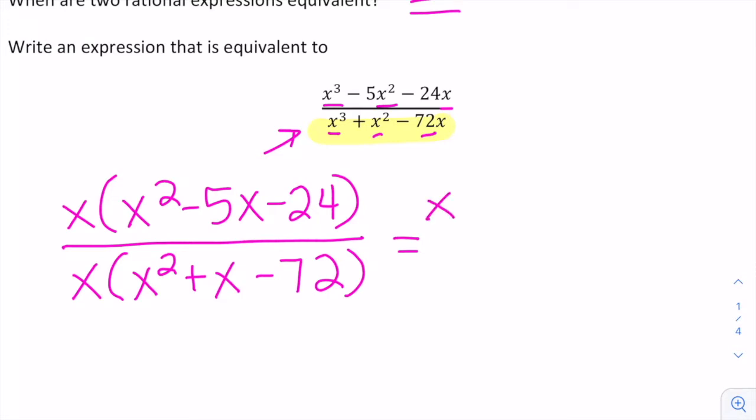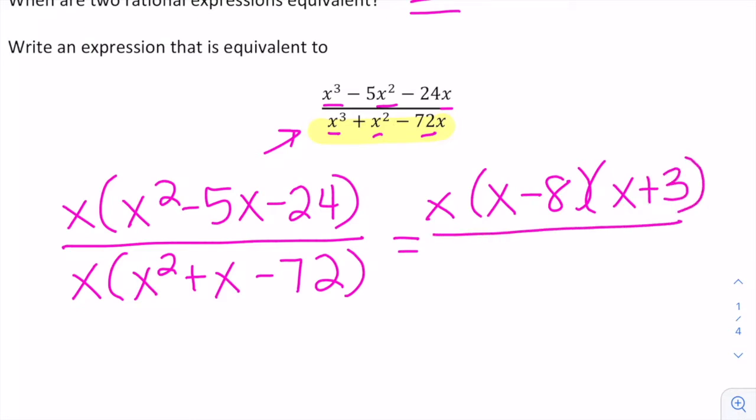So looking at the polynomial x squared minus 5x minus 24, remember we're looking for two numbers that add to make negative 5 and multiply to make negative 24. And that's going to be negative 8 and positive 3.